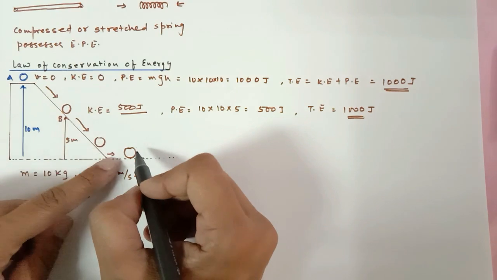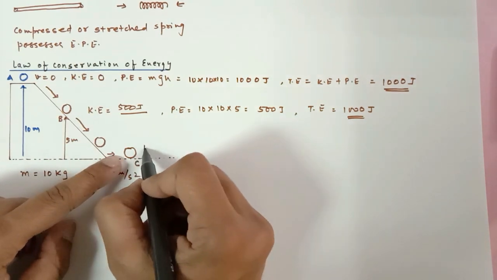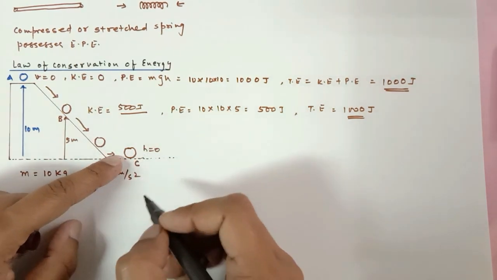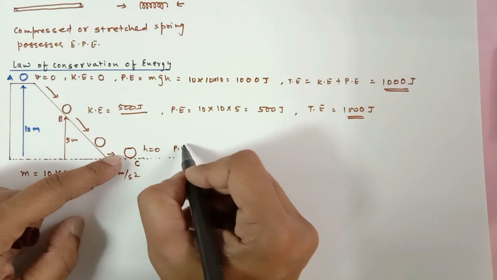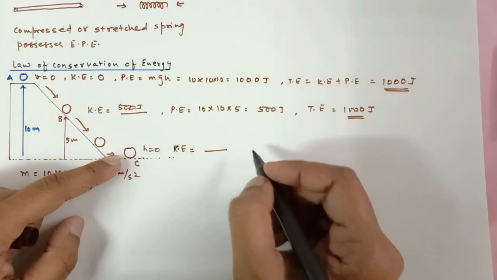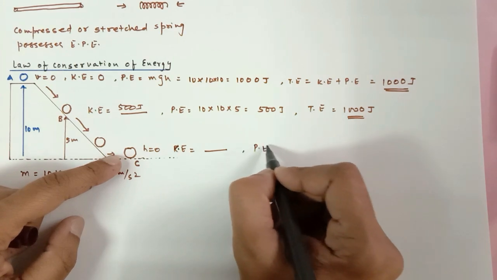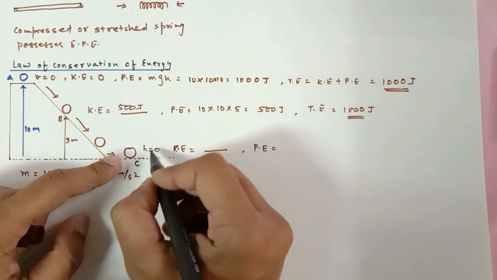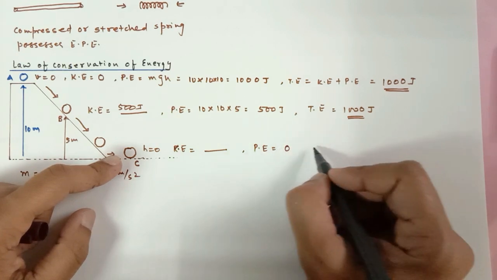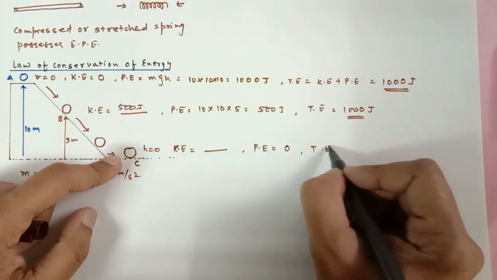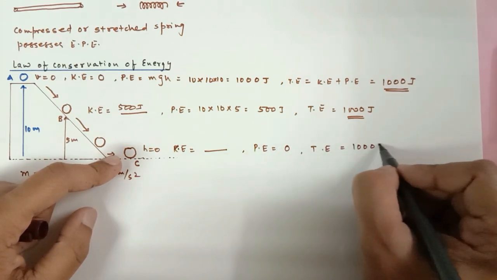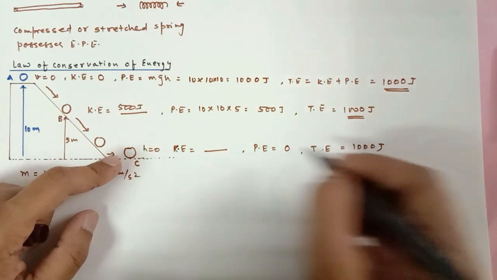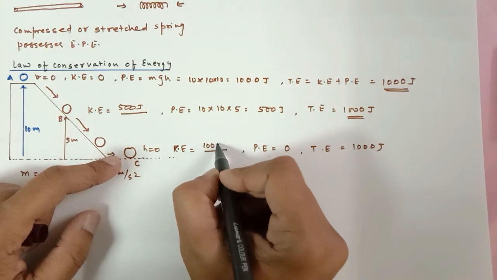Right. Now when we reach over here, the ball is at height 0 above the ground. So I don't know the kinetic energy, so I am leaving it blank. But I do know that potential energy is mgh, out of which h is 0, so potential energy is 0. But still the total energy is constant. So that means the entire energy is now kinetic.